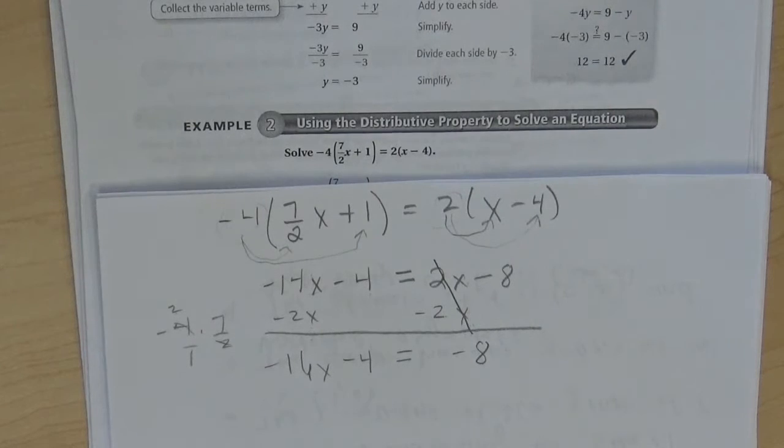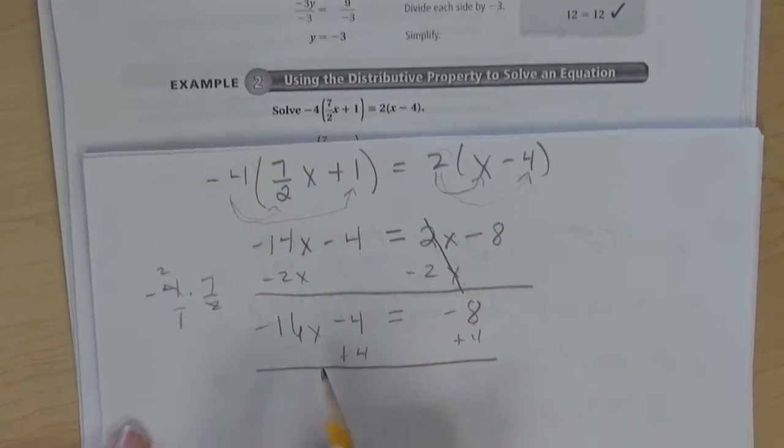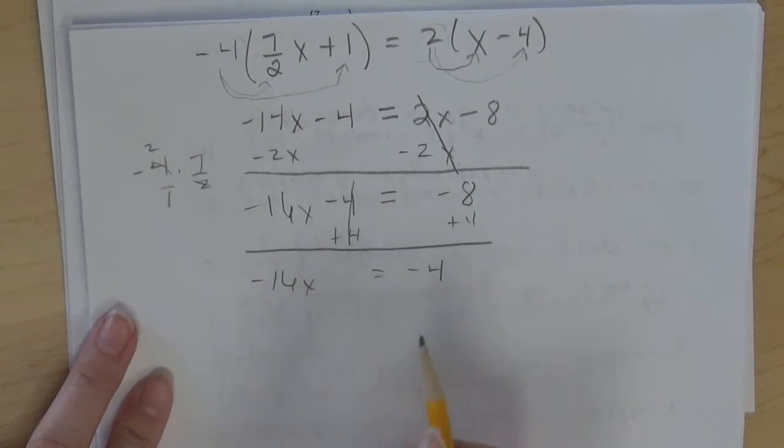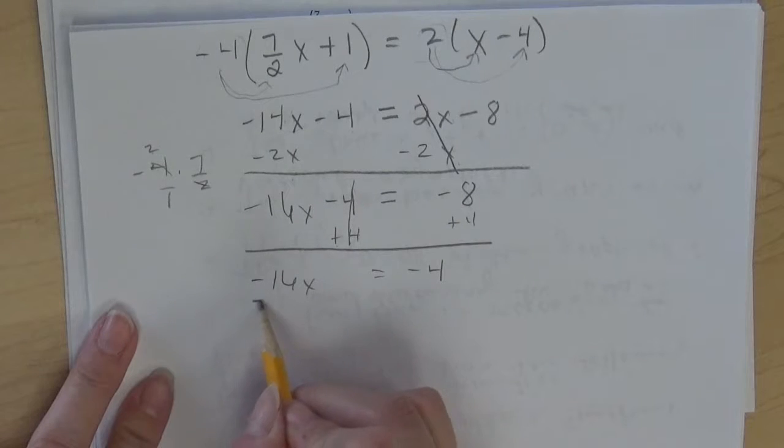Okay, the next thing I would do is, I'm trying to get all the x's together on one side, so let's add 4 to both sides. That's negative 16x equals negative 4. And my last step, to get x by itself, I need to divide both sides by this negative 16.